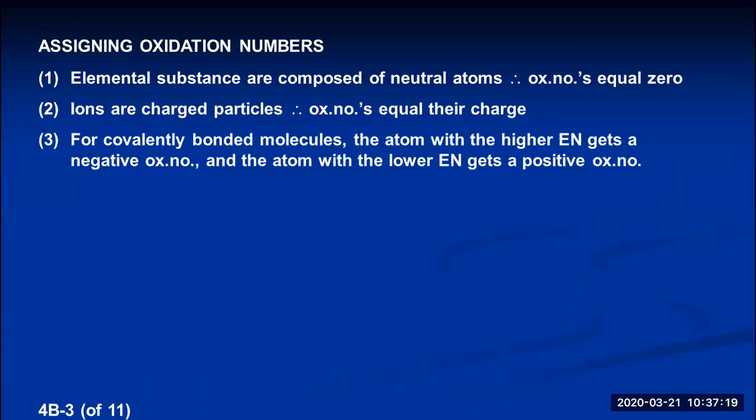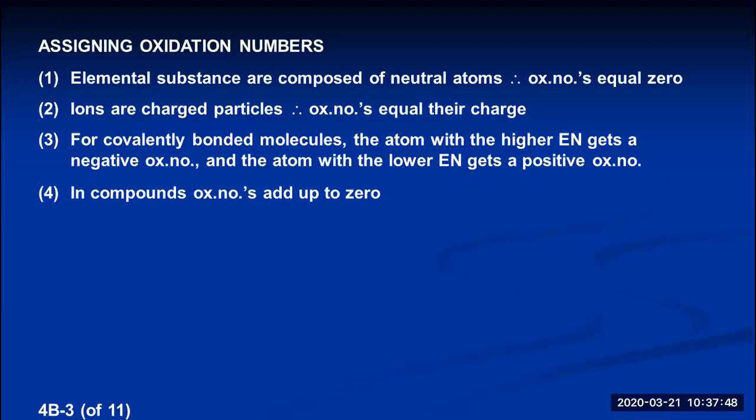Here's where oxidation numbers become significant because this is where species or atoms really don't have charges. If you have a covalently bonded molecule, you have to assign oxidation numbers to each atom that is bonded. So here's how we do it. The atom with the higher electronegativity will always get a negative oxidation number because it's pulling the electrons towards it, and the atom with the lower electronegativity will get a positive oxidation number. We'll see examples of this in a minute.